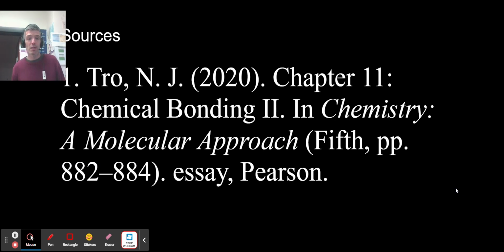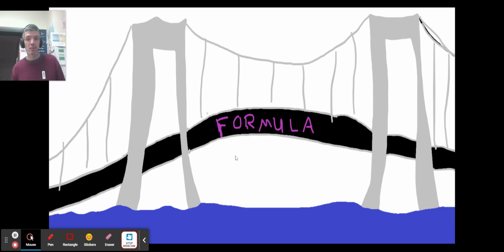Here are my sources, and the thumbnail is this. It's the formula bridge. In order to go from delta G to K, you got to use this formula bridge. All right. Thanks, and let me know if I can help.